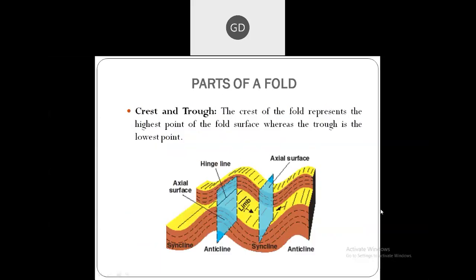Then your next one is crest and trough. These folds have many variations and can be of two forms: one with an upward bend and the other with a downward bend. The line running through the highest points in an upward fold is known as the crest, and the lower one is known as the trough. So the upper one is the crest, and the lower one is the trough.